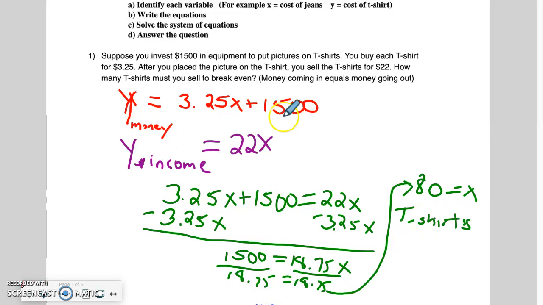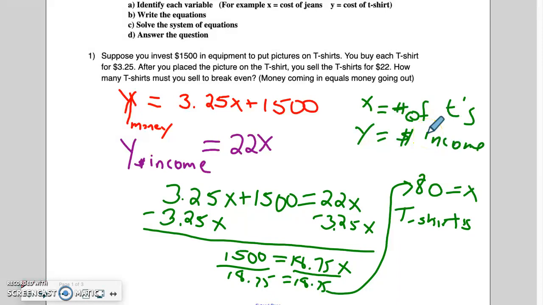Oops. To break even, I should have put my x up here. x is number of t-shirts. I'm just going to write x is number of t's. And y is the money. Right? There's money coming in, which is your income. But there's also money going out, which is your cost. And to break even, the money coming in, which is 22 for every t-shirt, has to equal the money going out. That's all it asks, is the break-even point.